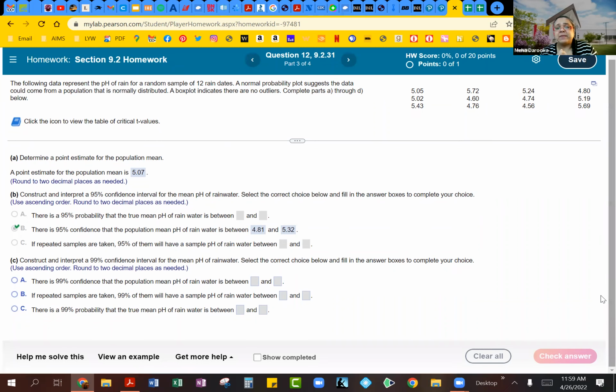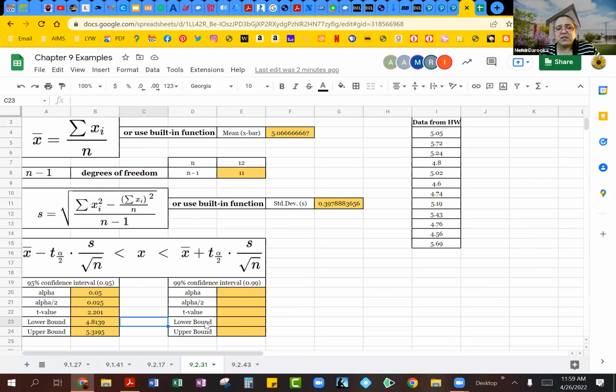Now, this one example is kind of interesting because we did the 95% confidence interval. So we got 4.81 and 5.32. Now they're saying what happens if we make that confidence interval even higher. So now they're saying, okay, let's change that to a 99% confidence interval. What's going to happen in the 99% confidence interval is your t-value is actually going to change, because your alpha value is going to be different.